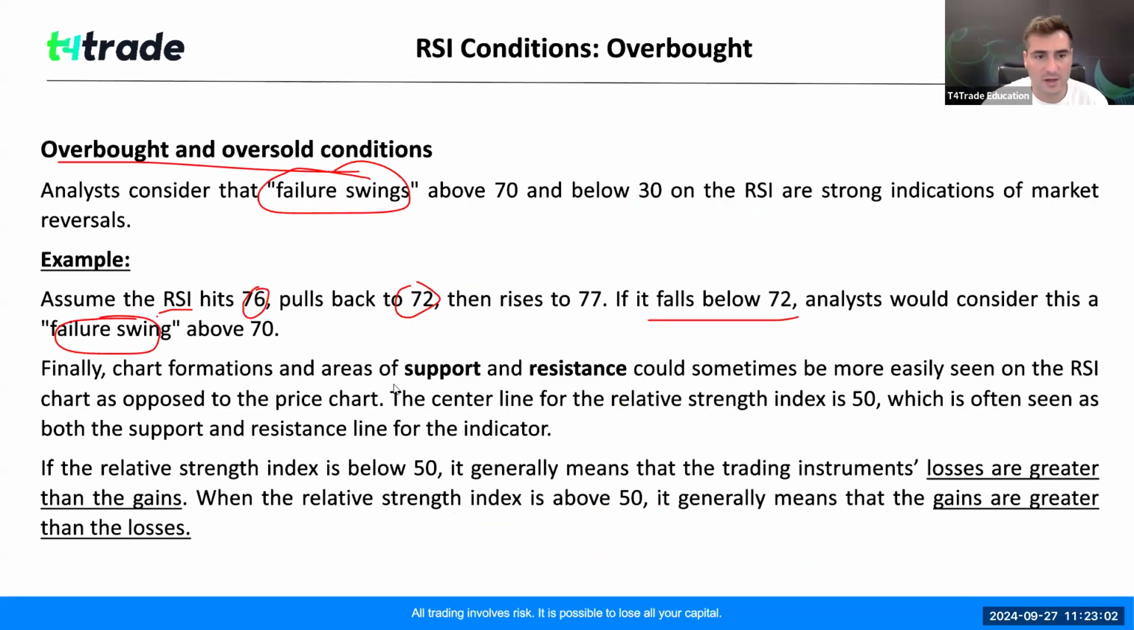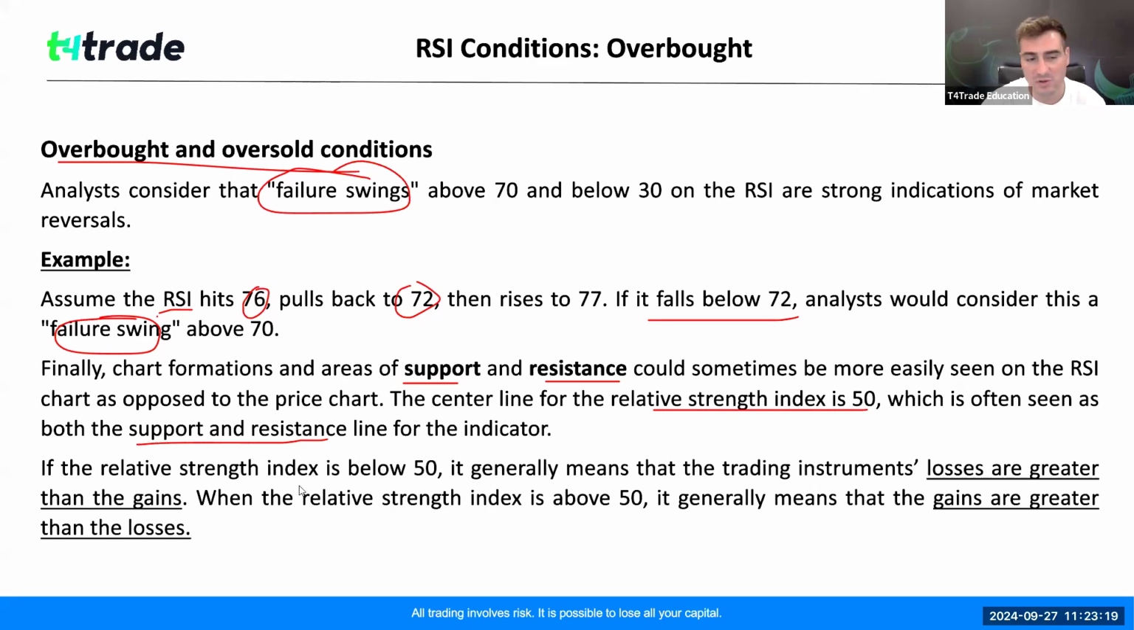Finally, chart formations and areas of support and resistance could sometimes be more easily seen on the RSI chart as opposed to the price chart. That's certainly true. And the center line of the relative strength index is the 50, which is often seen as both support and resistance line of the indicator. That's another way of using the 50.